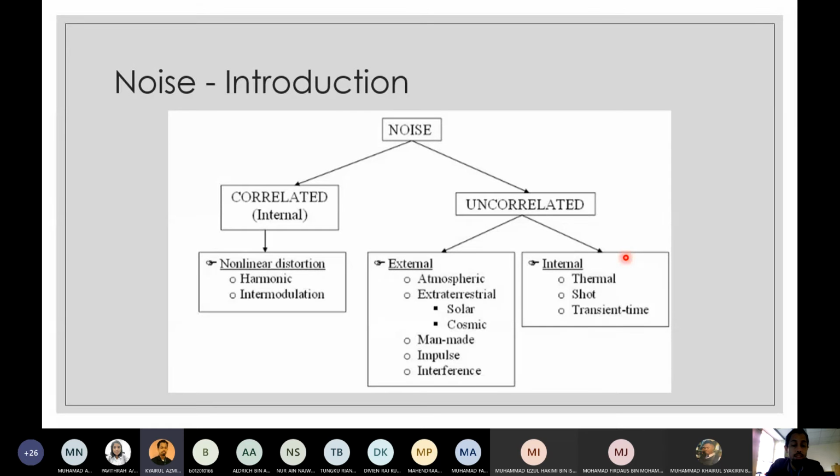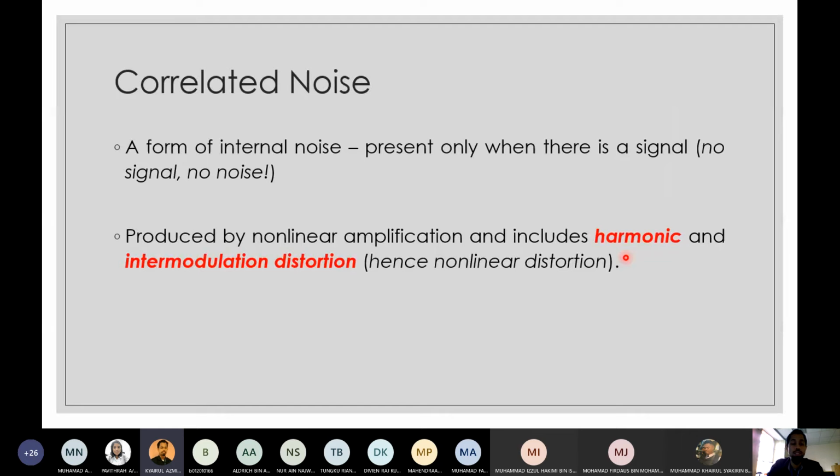For correlated, there are two types of noise. One is harmonic, another is intermodulation. And for uncorrelated, there are many types. And it can be further divided into external or internal. Let's look at the correlated first. So we are talking about harmonic and intermodulation.